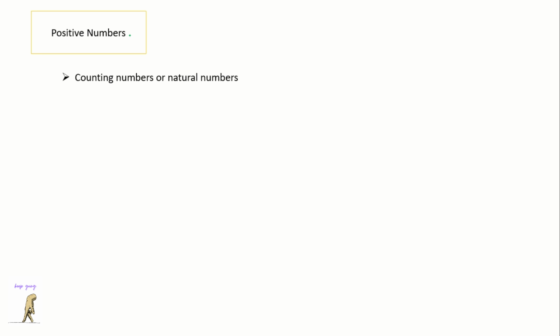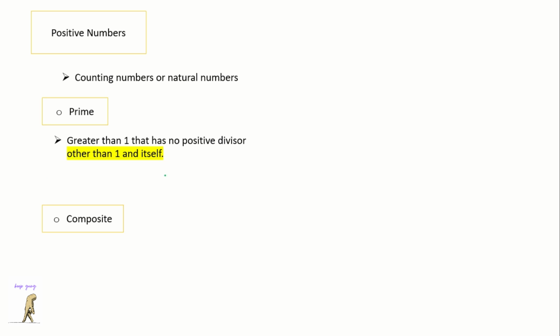We know that positive numbers can be classified into two: prime or composite. Let's go to prime first. Primes are numbers greater than 1 that have no positive divisor other than 1 and itself. Examples are 2, 3, 5, 7. For example, 2 can be divided by itself, 2, and by 1, but it cannot be divided by other numbers, so it is considered a prime number. Do you know that 2 is the only even number that is considered prime? That's a trivia, of course.